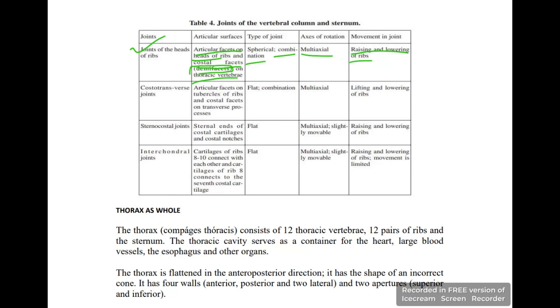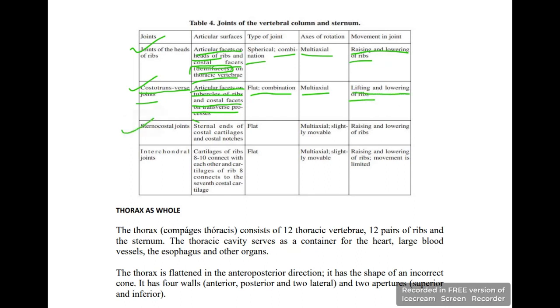Now the next joint is the costo-transverse joint. It has an articular facet on the tubercle of the rib and a costal facet on the transverse processes. This joint is also important. See, not only does the rib head join to the costal facet of the thoracic vertebrae, but the tubercle of the rib also gets joined with the transverse process of the vertebrae. This is called the costo-transverse joint. In the name itself, the meaning is there. The type of joint is flat and combination, the axis of rotation is multi-axial, and the movement of the joint is lifting and lowering of the ribs.